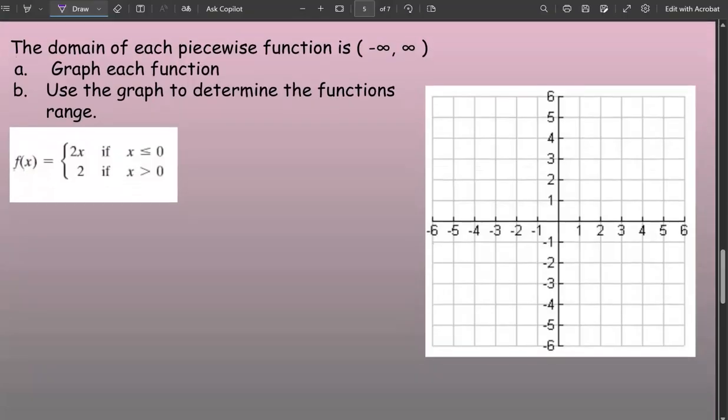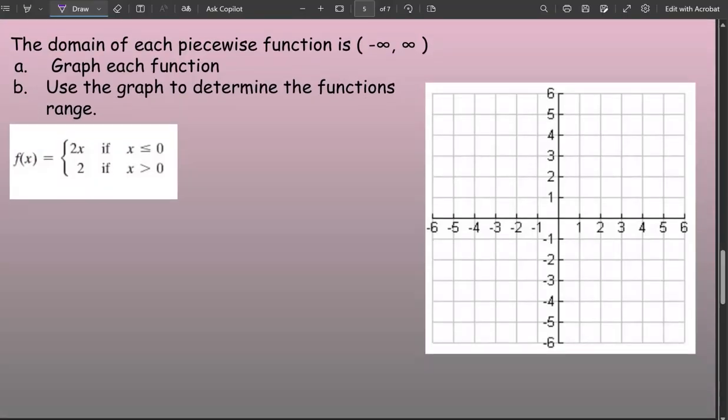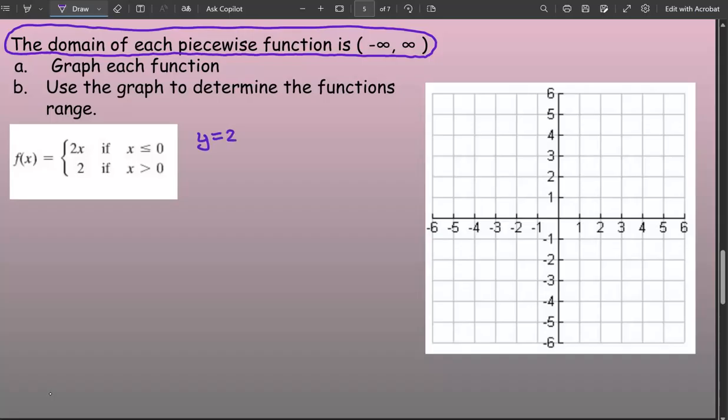Okay, so here we're actually going to start graphing these. The biggest piece of information, the domain of each piecewise function is going to be all real numbers. It's going to go from -infinity to +infinity. And so that's a good piece of information that we have to have. And then we're going to graph each function, and then we're going to use the graph to determine the function's range. There's a couple of different ways you can do this. If you are a rock star at graphing lines, you can look at this because this is essentially y is equal to 2x. And with that, I know that I have a y-intercept of 0 and a slope of 2.